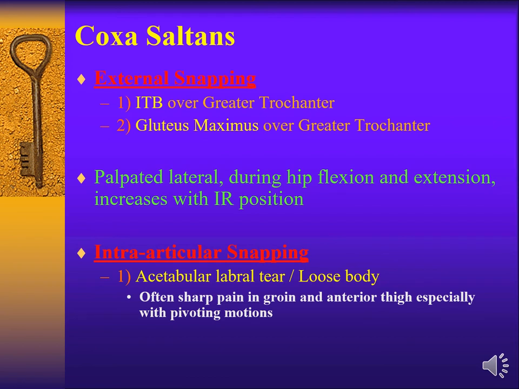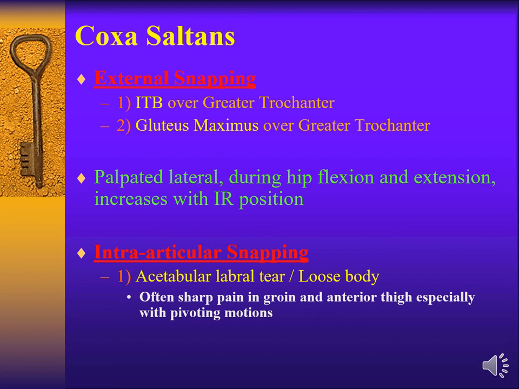In terms of extra-articular structures, again, we can also see external snapping, and this relates to either the IT band over the greater trochanter or the gluteus maximus over the greater trochanter as well. And so we're going to palpate these structures laterally, and we're going to note that during hip flexion and extension, especially if we have a little bit of internal rotation of the femur added in, we're going to be able to appreciate that snapping of the IT band or the gluteus maximus over the greater trochanter.